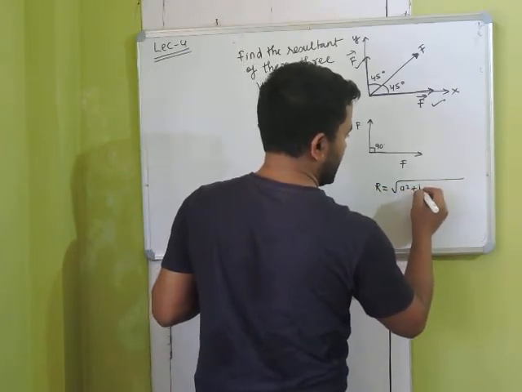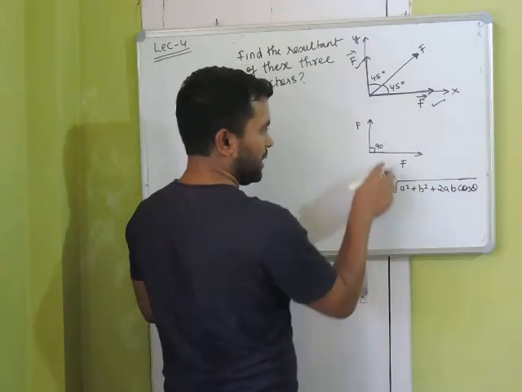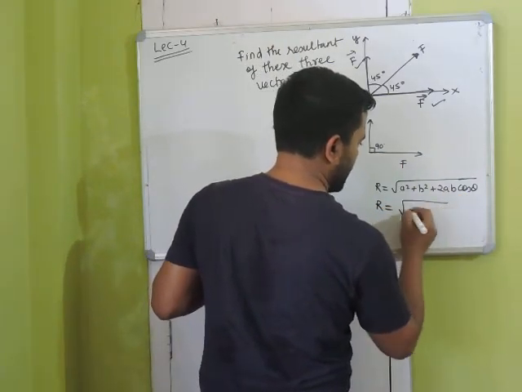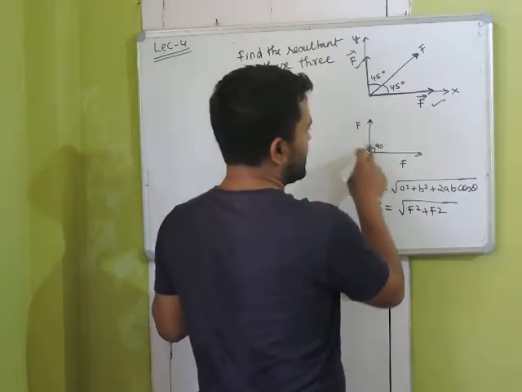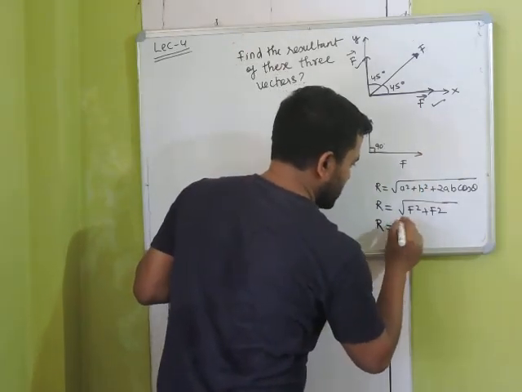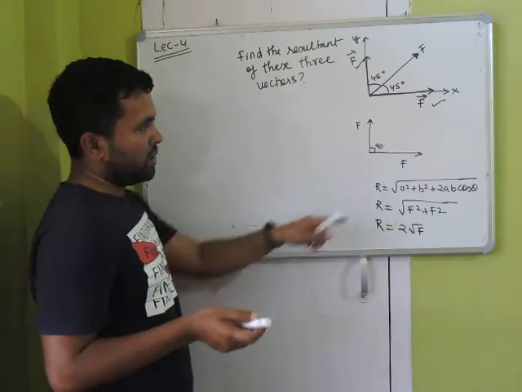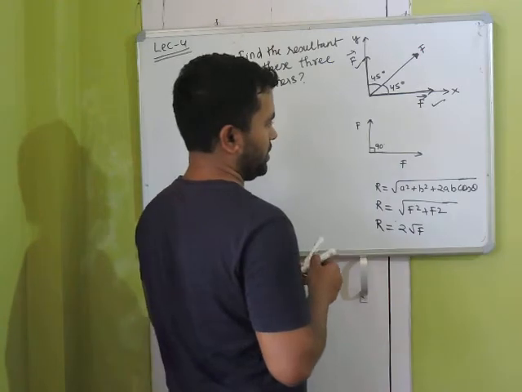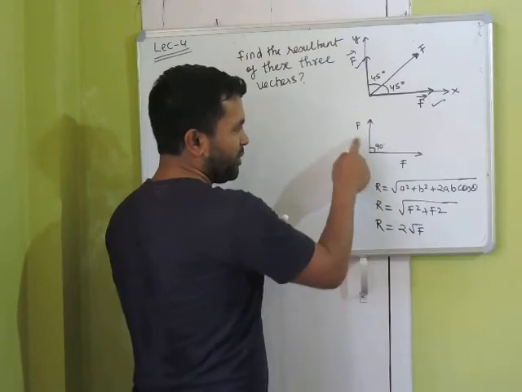it's root of a square plus b square plus 2ab cos theta. Theta is 90 degree between them, a and b is F. So resultant, cos 90 is 0, is going to be just root of F square plus F square. Since they are equal vectors, their resultant will be acting at 45 degree angle. So resultant of these two will be root 2 F. Using these two vectors, resultant is going to be root 2 F, and since they are equal, you find the angle between them.